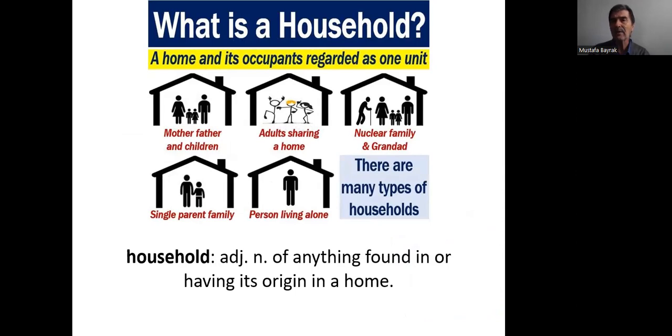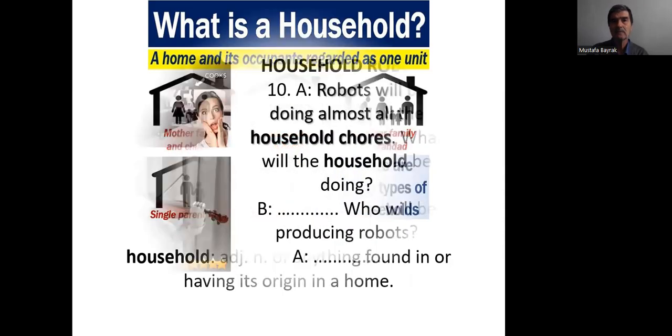Okay, so everything connected with a home is called a household. For example, father, mother, children. Yes, they are called household. Adults sharing a home, nuclear family and granddad, grandmom, etc. Single parent family, person living alone. There are many types of households, the image says.